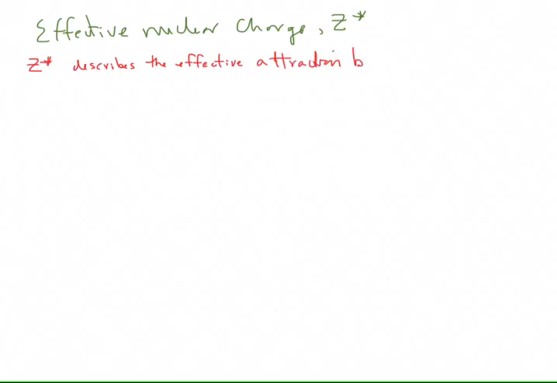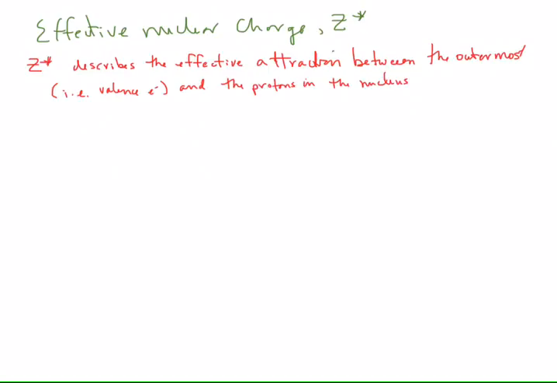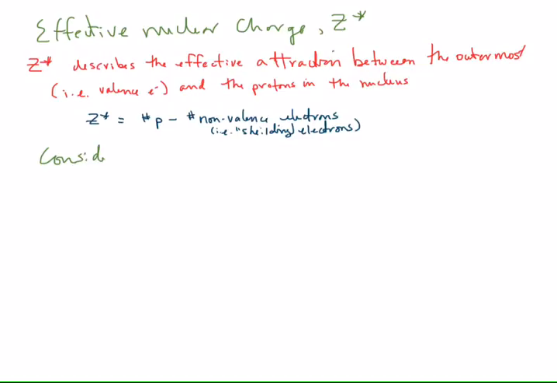So effective nuclear charge, we show it with Z, we call it Z star, and it's like a little superscript asterisk. And it describes how much the valence electrons are drawn in towards the nucleus. The outermost electrons are those valence electrons. So we calculate the effective nuclear charge by taking the number of protons in the nucleus, and from that we subtract the shielding electrons. We subtract the non-valence electrons. They provide this shielding effect. And that gives us kind of what the nucleus sort of feels like.